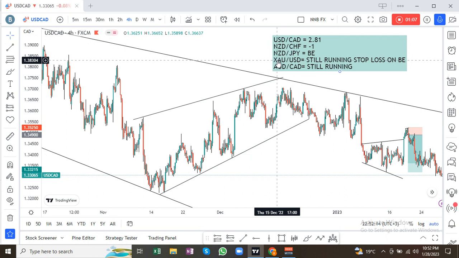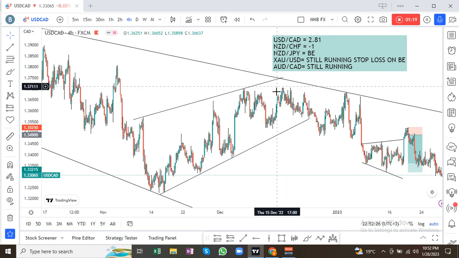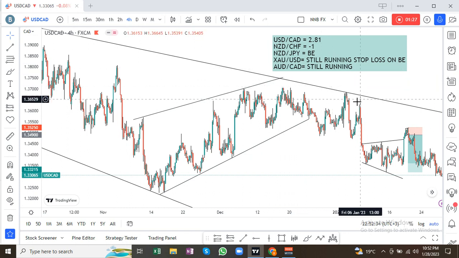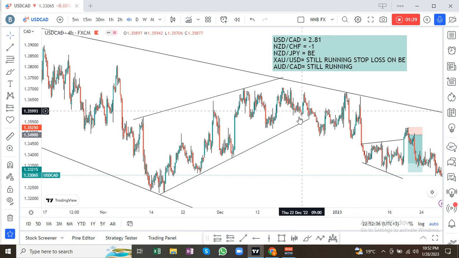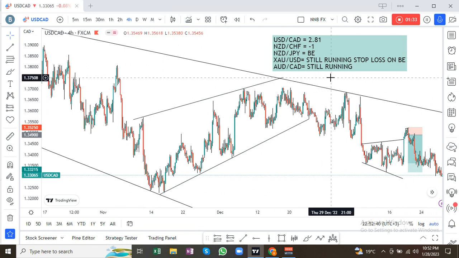The third trade was gold against the US dollar. It's still running, but I've already moved my stop loss to break even. So if the market goes back to my entry, I'll be stopped out at break even. And the last trade, which I took on Friday, was on Australian dollar against the Canadian dollar, which is still running. I've not yet moved my stop loss to break even. If the market opens on Monday and it hits my stop loss, I'll be stopped out at 1%.